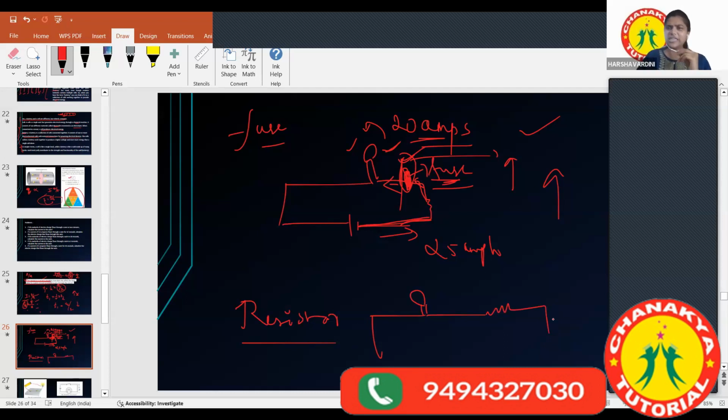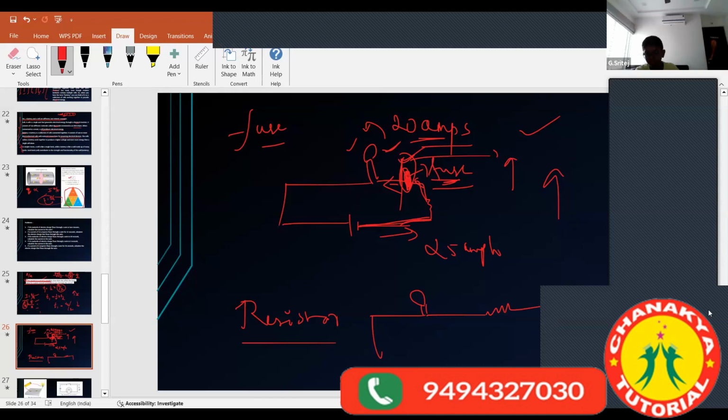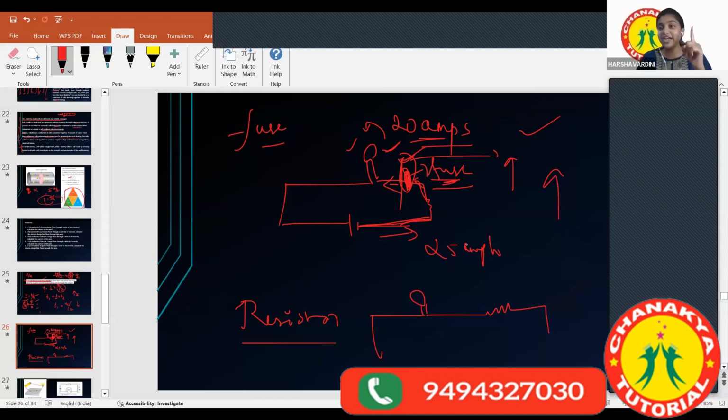The work of the resistor is the same as the fuse. Resistor is also going to resist the electricity, more electricity. The work of the resistor and fuse, both are the same. So, ma'am, it's just a different name? Yeah. So there is only one difference.